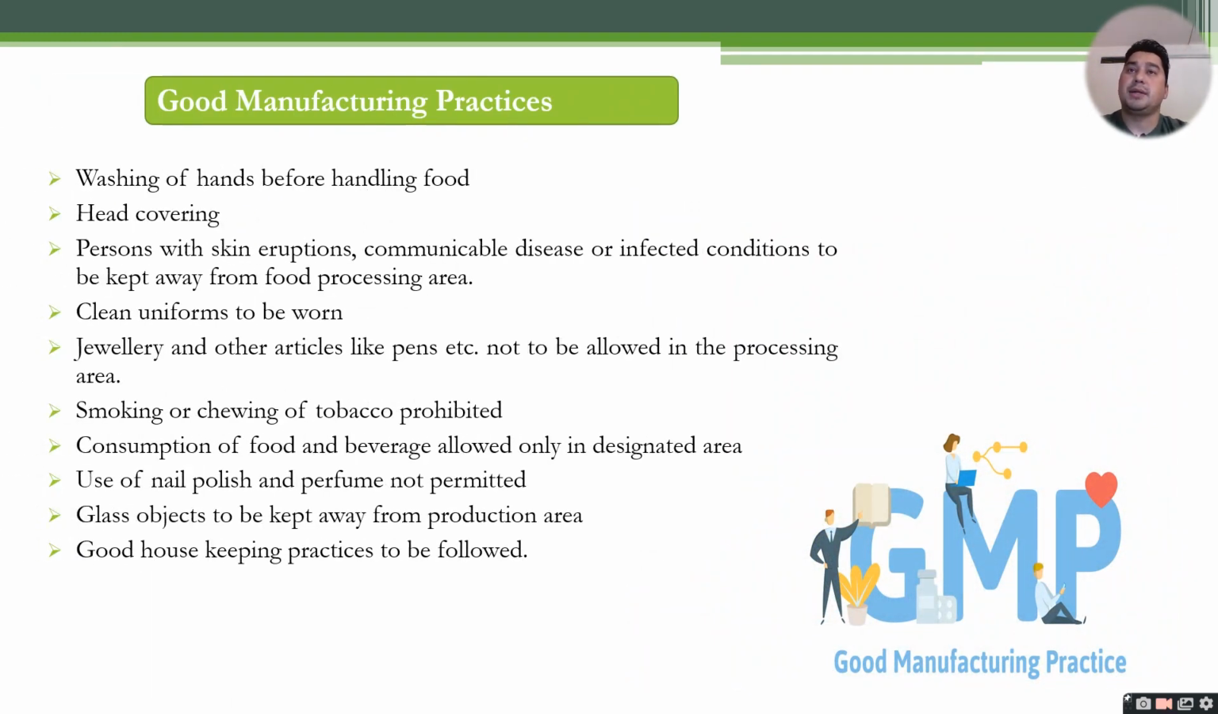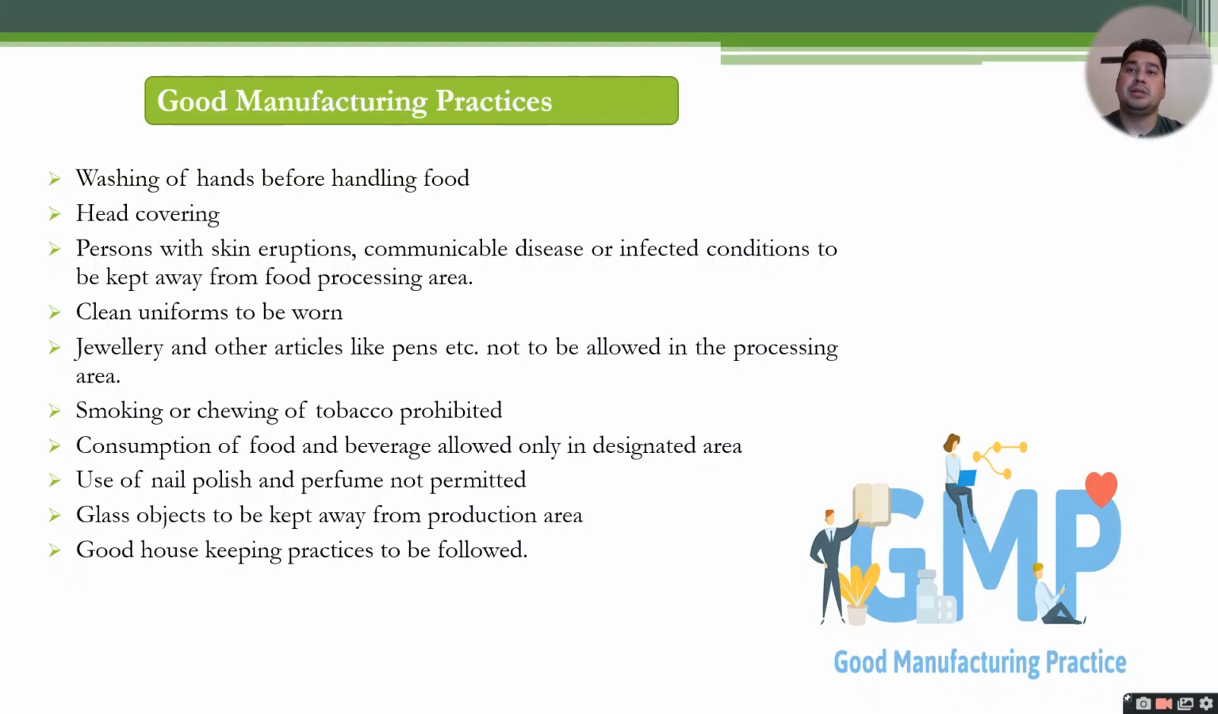Good manufacturing practices. Washing of hands before handling food. Head covering. You should cover your head to avoid any hazard from your head. Persons with skin eruptions, communicable disease or infected conditions to be kept away from food processing areas. You should not accept them in the food processing areas. Clean uniforms to be worn. You should provide the proper uniform to your employees. They should not work with their personal uniform.